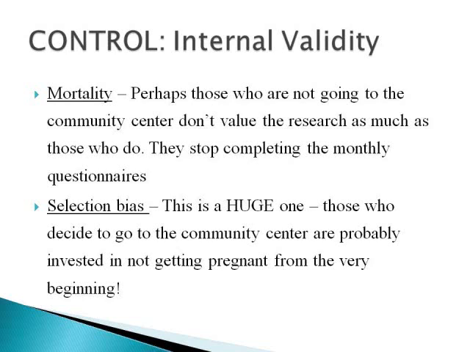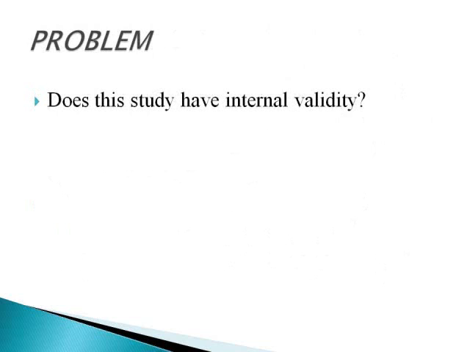And selection bias. Those who choose to participate may be significantly different than those who don't. This is a huge problem with this study. Those who decide to go to the community center are probably invested in not getting pregnant from the very beginning. This is probably your biggest problem with this study so far. So we've identified a big problem with internal validity. Like I said, if you don't have internal validity, you can't have external validity. So does this study have internal validity? Maybe not. And that's going to mean you really can't generalize this study to anybody else.